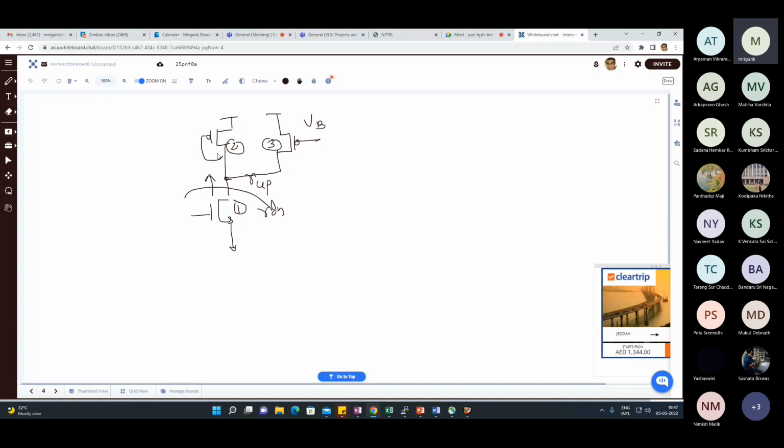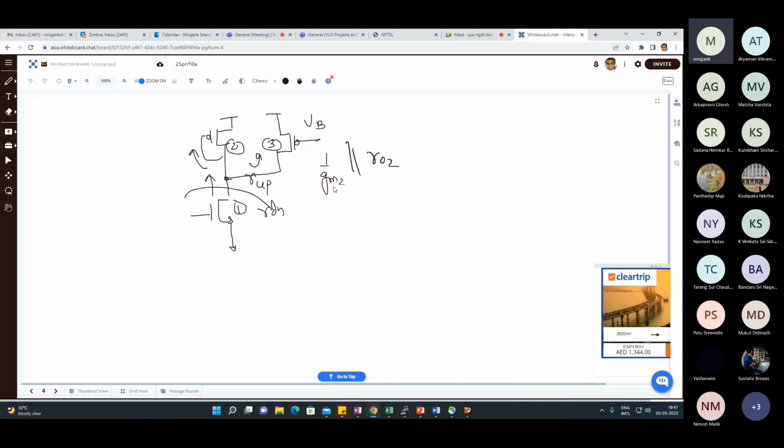For M2, we can ignore RO2 of M2, because for the same MOSFET we can say that RO2 is going to be much higher than 1 upon GM2. So M2 will contribute as 1 upon GM2. This transistor is contributing 1 upon GM2. This transistor is simply RO because we are looking into the drain of the PMOS, with gate voltage and source voltage constant. Therefore, this is going to be 1 upon GM2 parallel this one.